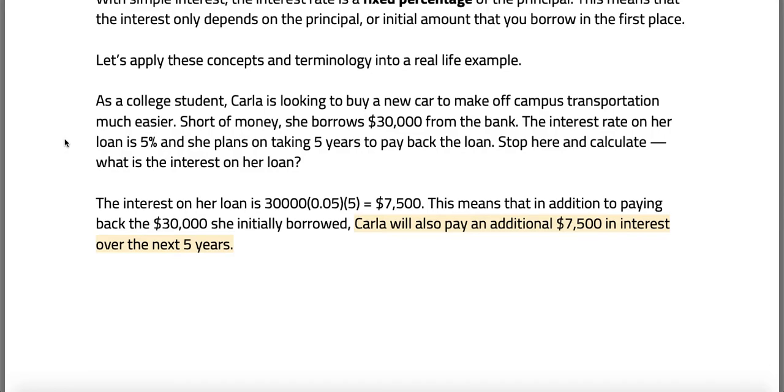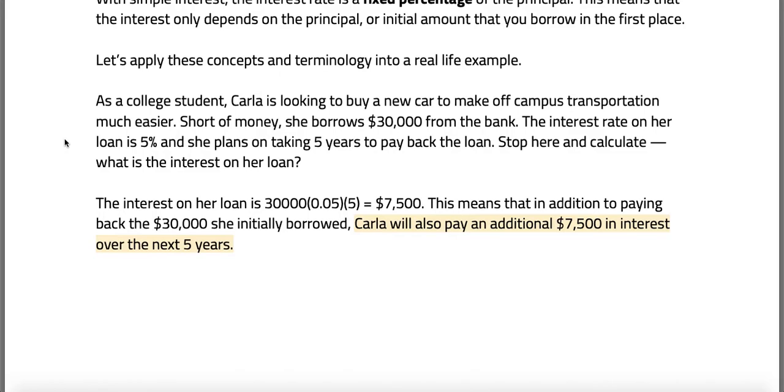Say, for example, that Carla is a college student looking to buy a new car to make off-campus transportation easier. Short of money, she borrows $30,000 from the bank. That $30,000 is her principal or initial amount that she's borrowing. The interest rate on her loan is 5%, again, probably determined by the lender, and finally, she plans on taking 5 years to pay back the loan.